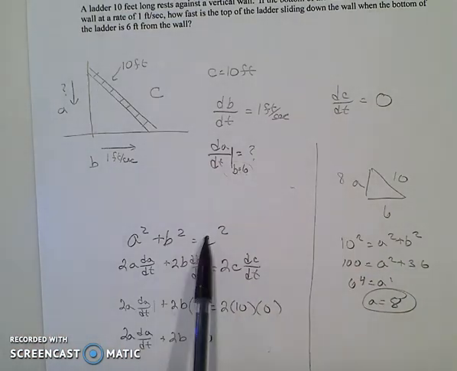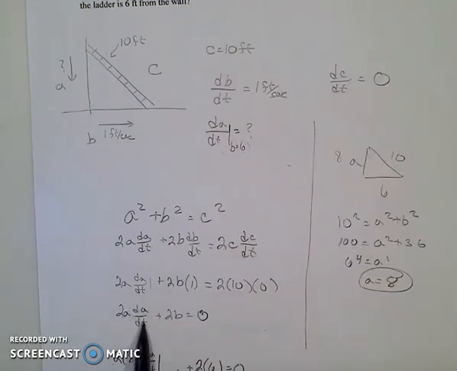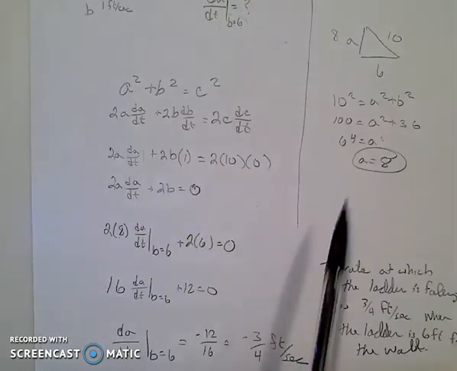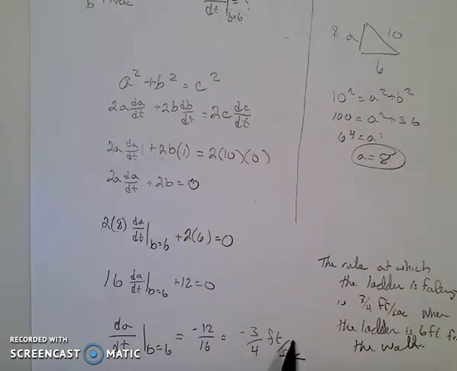Get the formula you're going to use. Take the derivative. When you get to where you can go no longer, use the givens to plug in all the other constants. Solve it, and you're going to get your rate of change.